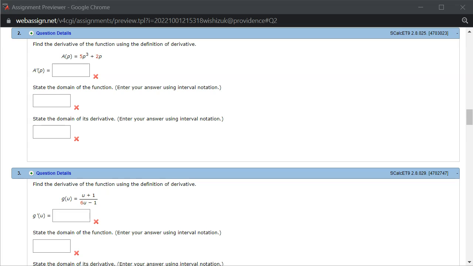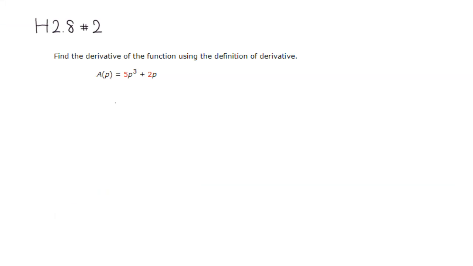All right, let's look at homework 2.8, problem number 2. Let's find the derivative of this cubic function using the definition. So we want to find A prime of p. The definition is the limit as h approaches 0.